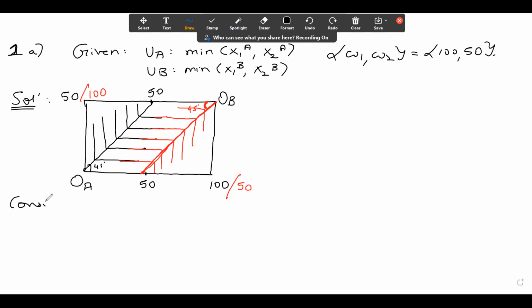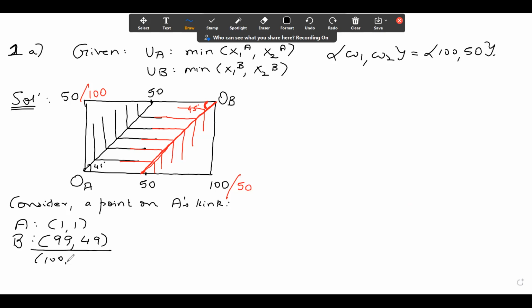So consider a point on A's kink. When I talk about a point on A's kink, it means A has, suppose any point I take randomly, 1, 1. How much will B have, guys? B will have 99, 49 because the total has to be 100, 50. Now, what is the utility A gets from its own bundle? 1. What is the utility B gets from its own bundle? Min of 99, 49, which is 49.